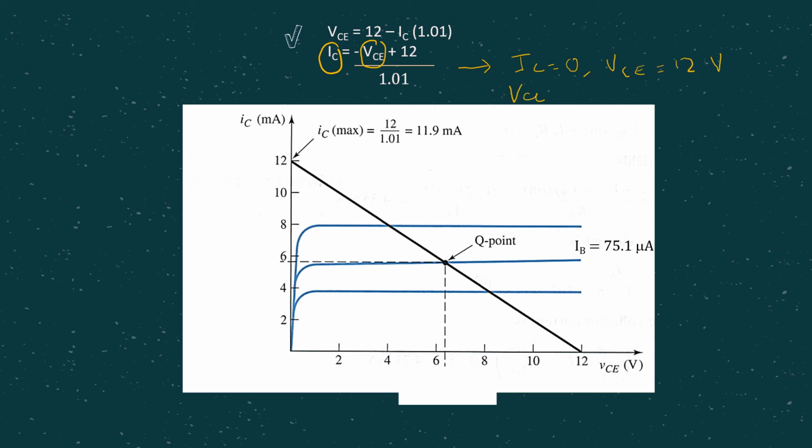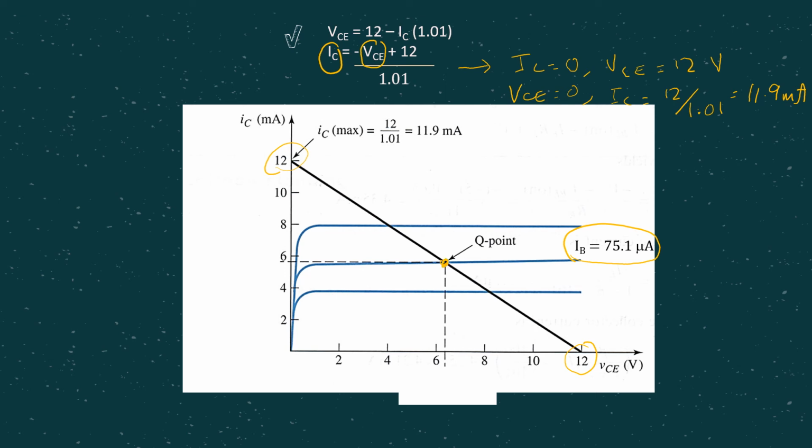If we set VCE equals 0, we are supposed to get IC equals 12 over 1.01. So we can get 11.9 milliampere, the 2 points. This is the first point, this is the second point. Once you have the 2 points, connect them together. Then choose the intersection which crosses the curve related to IB equals 75.1 microampere. So choose this intersection.